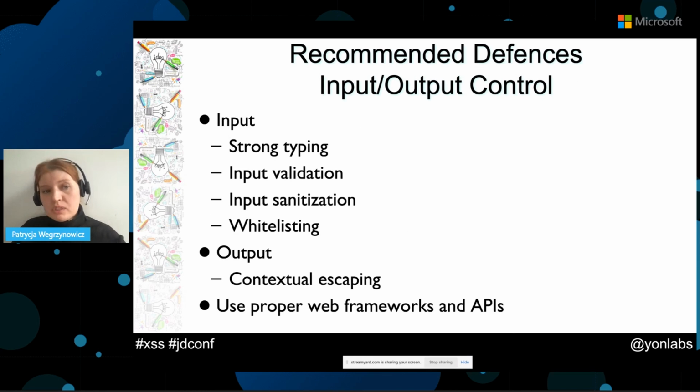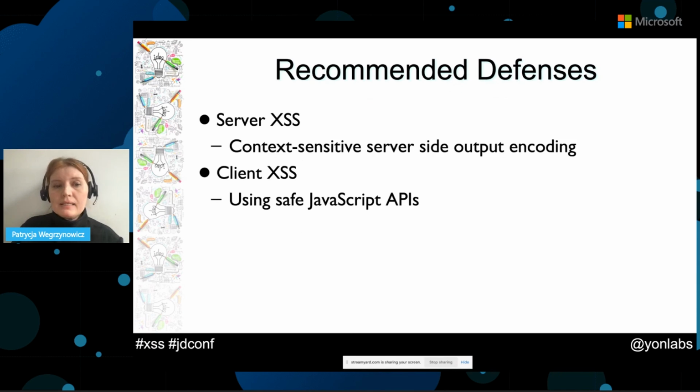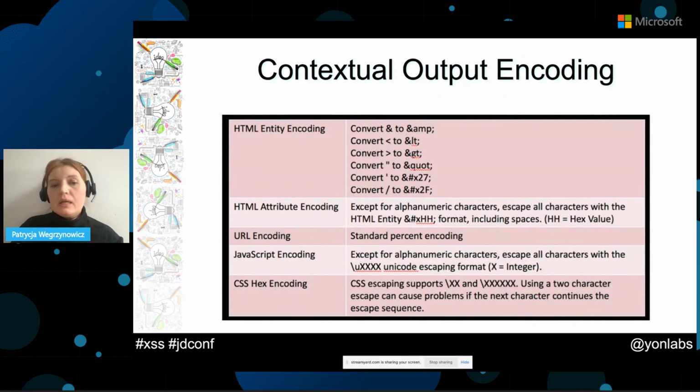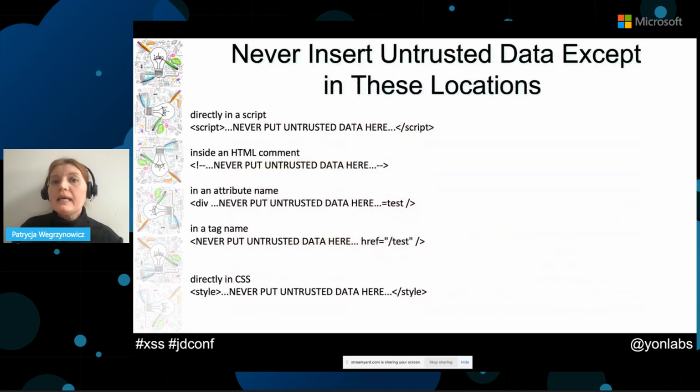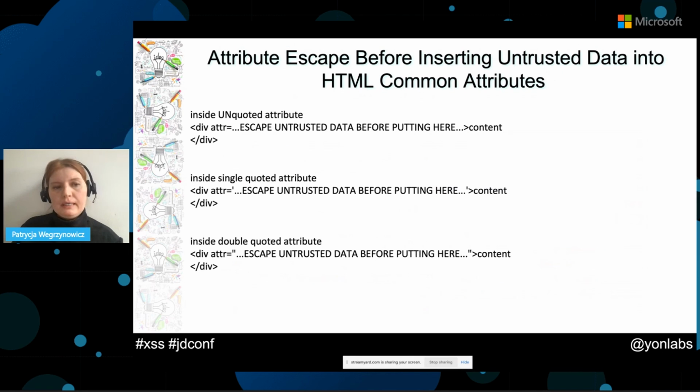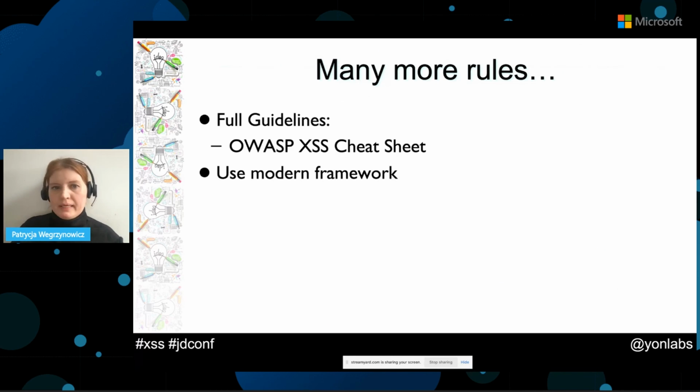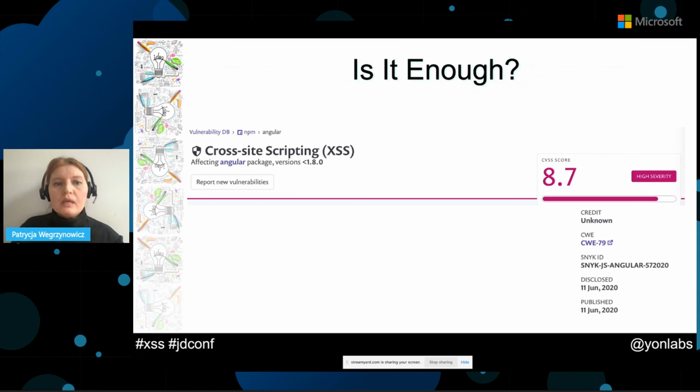Fortunately, most modern frameworks provide very good defense against XSS. We have input validation, we have contextual escaping, so that's very good. And that's not a simple thing, because if you take a look at those recommendations from OWASP, how to do proper contextual output encoding, it takes a lot of knowledge to do it properly. But is it enough? Unfortunately, no.